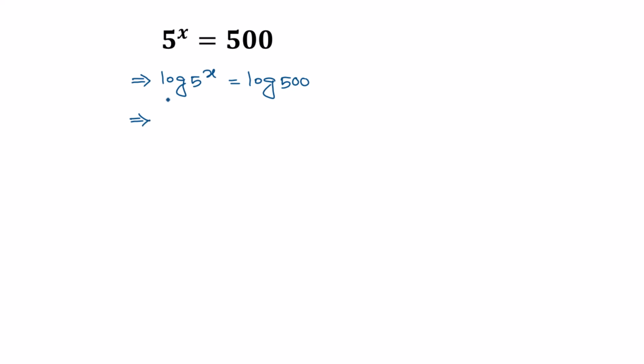Now applying this logarithm formula, log of a to the power b is equal to b times log of a. So applying this formula, log of 5 to the power x, we can write as x times log of 5.